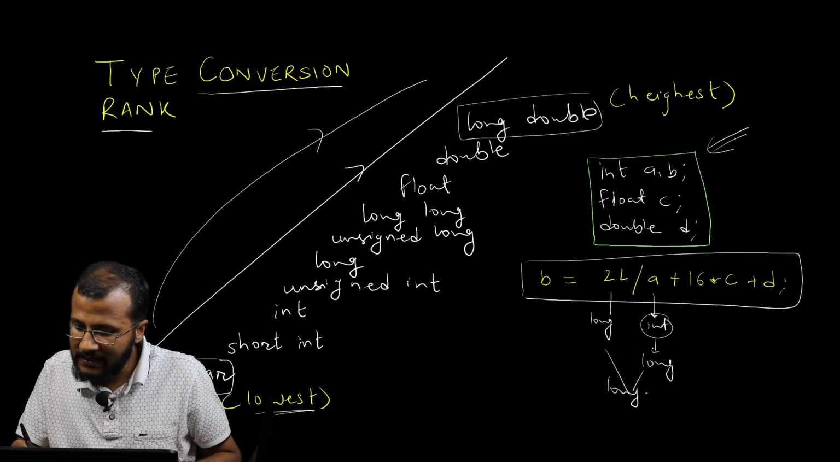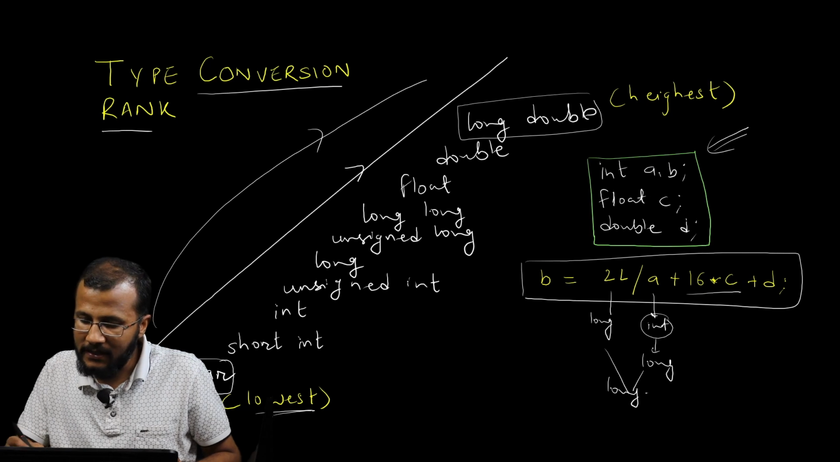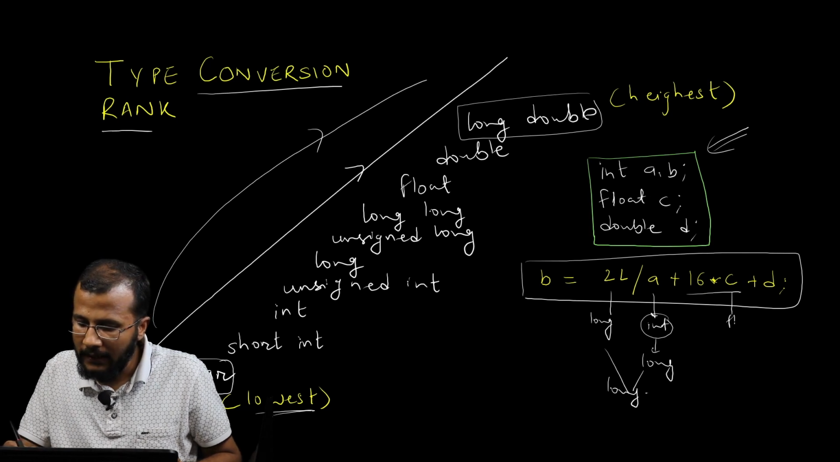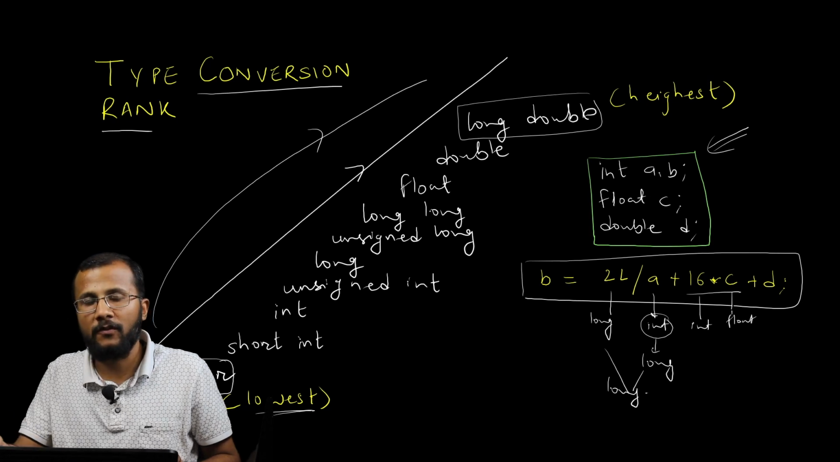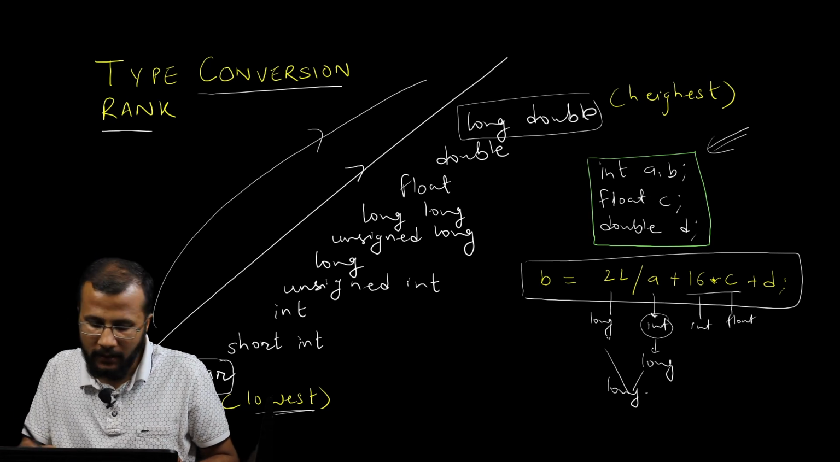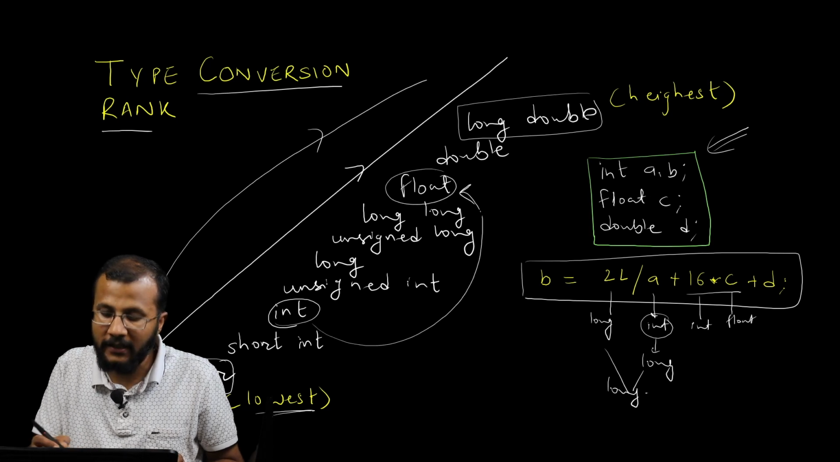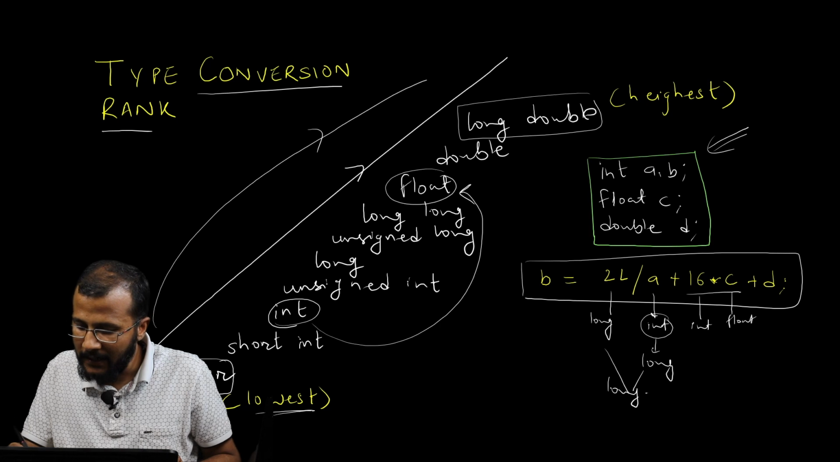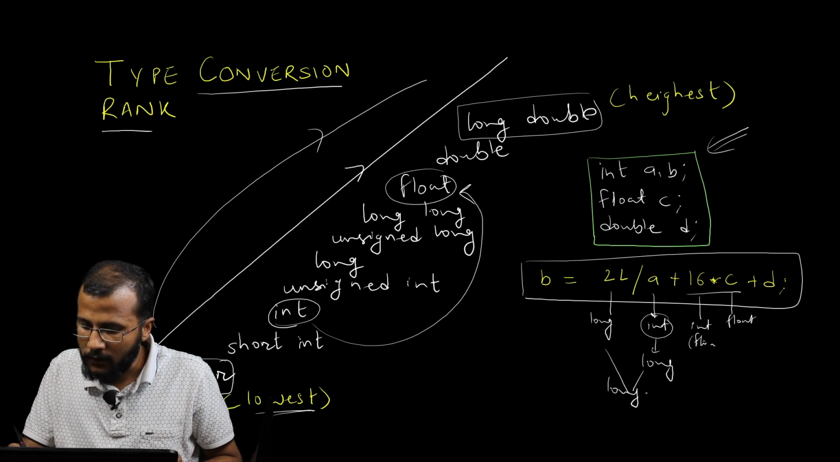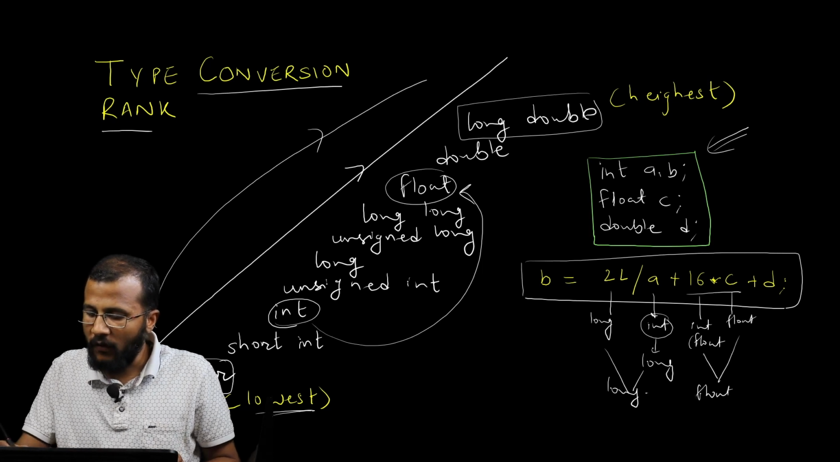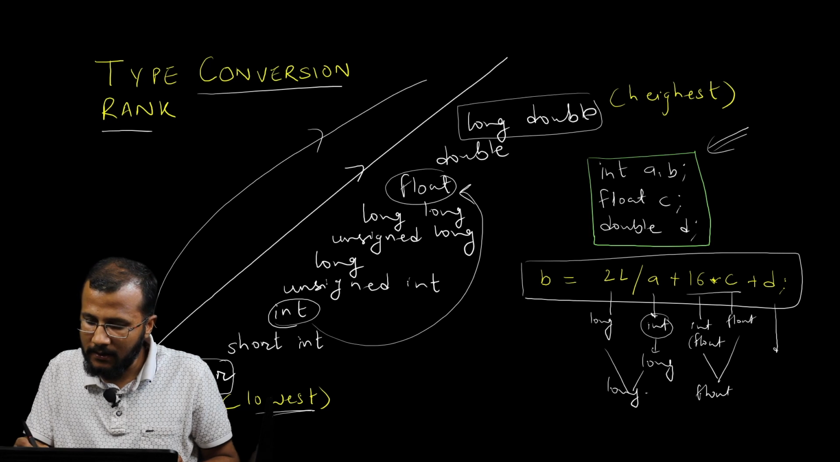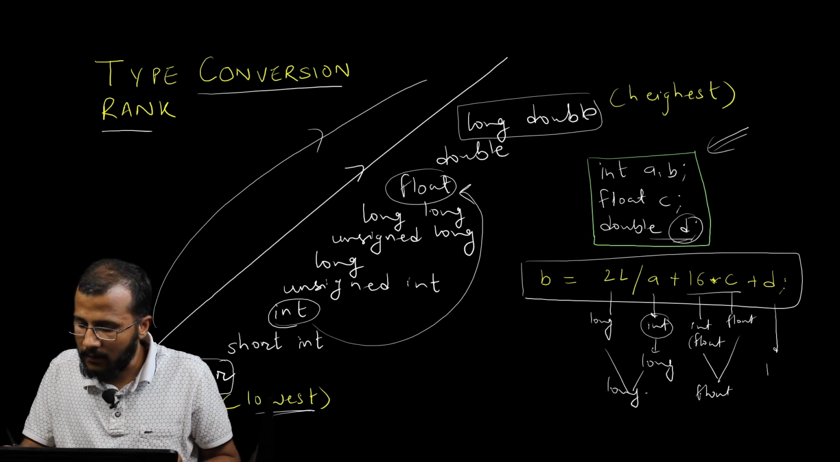Now just look at this, 16 times c. Now c here is float, and 16 is obviously an integer, so integer times float. Int is of lower order and float is of higher order, so the integer will be promoted automatically to float, implicit type conversion. So now it is float 16 times float c. So finally the answer is also float. And finally d is double here, so d is double type.